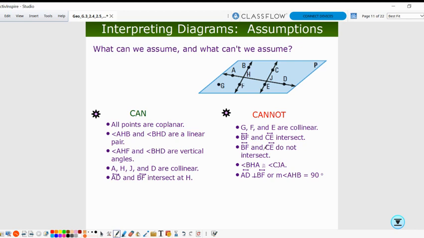Angle BHA, this one, is congruent to angle CJA. We don't know that these two angles are congruent.